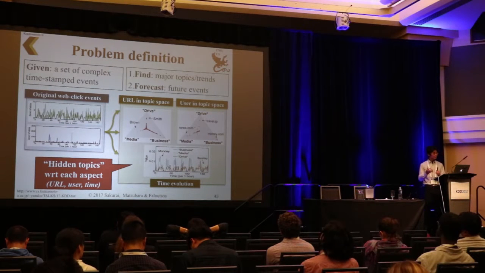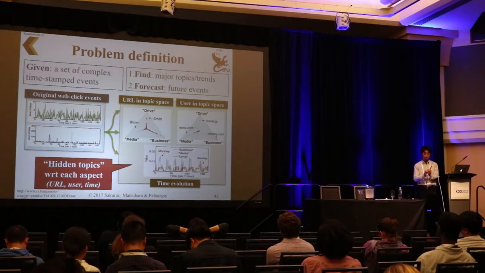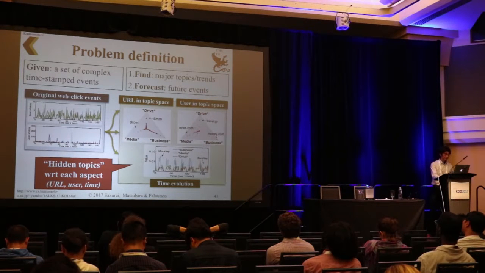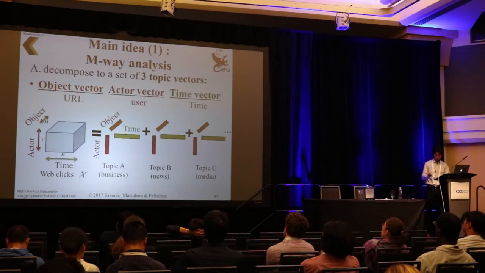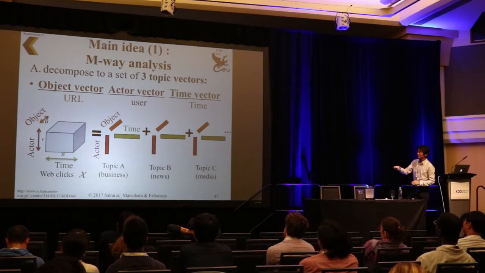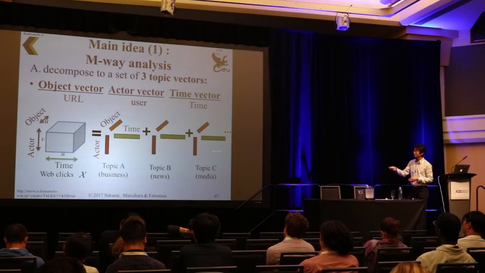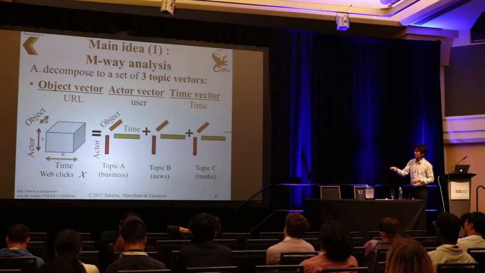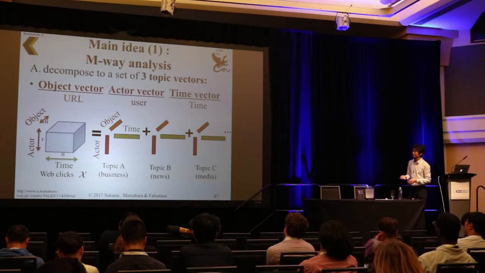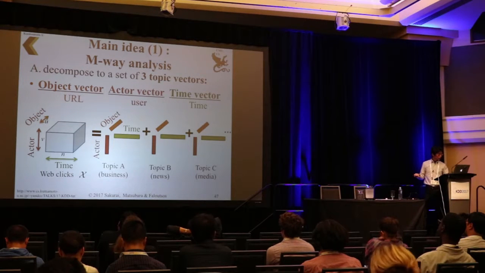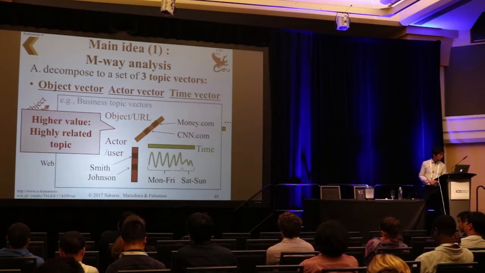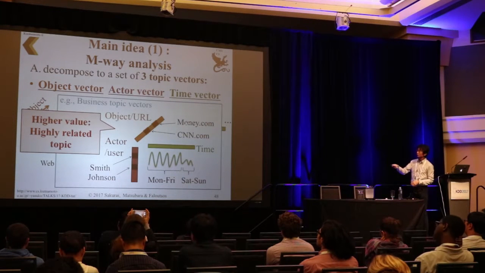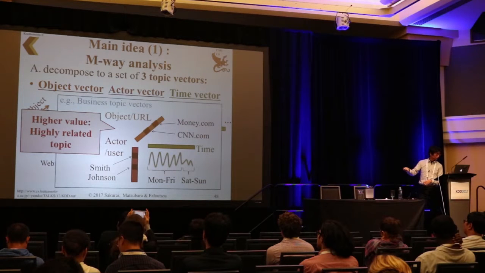In this case, the important thing is that we appropriately group the URLs and group the users, which is good for forecasting. The main idea is that we use tensor analysis. This is a tensor, and if we use Gibbs sampling, we can decompose such a tensor. Topic number 1 is business, topic number 2 is news, topic number 3 is media. If we focus on the business topic, we have the URL vector, user vector and time vector.